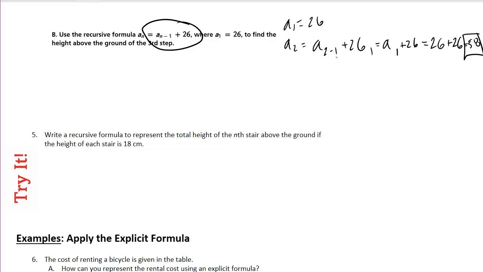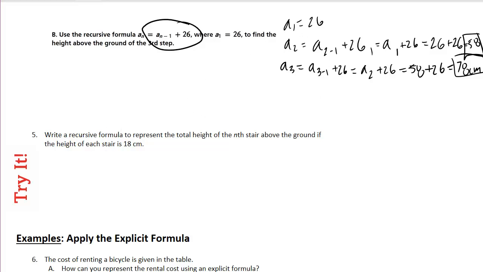Okay? So when I want to go ahead and find the third, I just say a sub 3 is equal to a sub 3 minus 1 plus 26. And a sub 3 minus 1 is a sub 2 plus 26, and a sub 2 I just found, that was 58 plus 26. And 58 plus 26 will be 78 centimeters. So you can see the downside to the recursive formula is that it requires me to know the term that preceded it. So in order to find the next term, I need to know the one that came before.